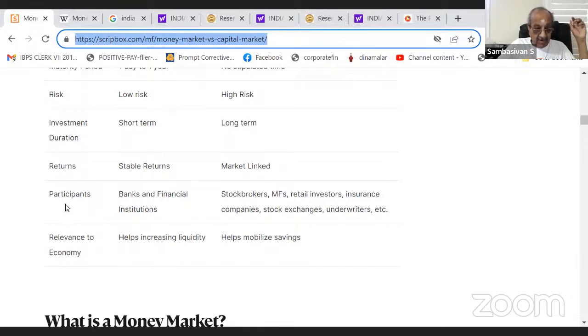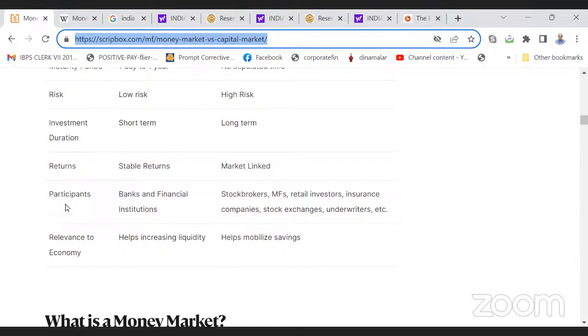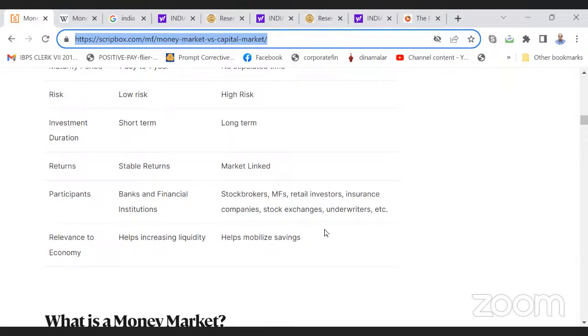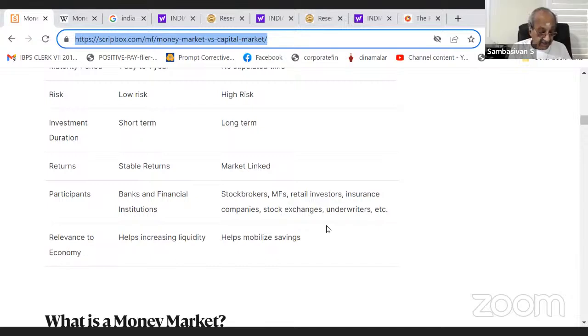Stable returns, market linked. Now participants. Participants of money market are banks and financial institutions, and participants of capital market are stockbrokers, mutual funds, retail investors, insurance companies, stock exchanges, underwriters. Relevance to economy.